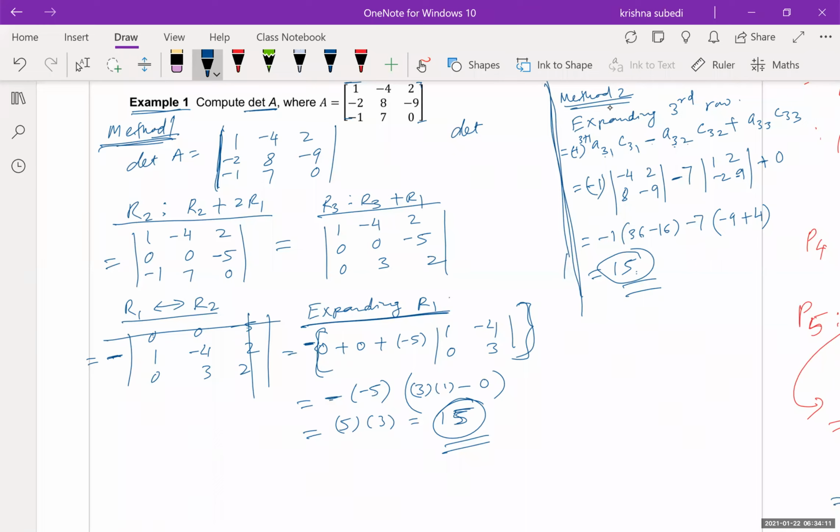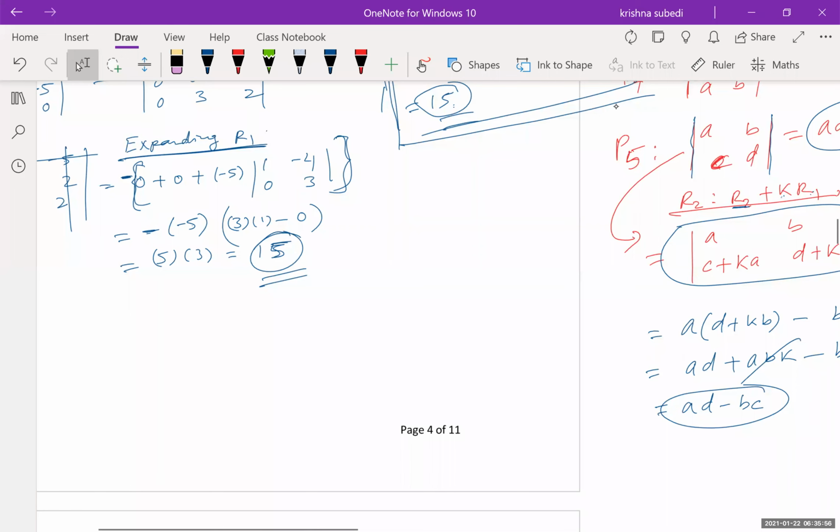Okay, so what I'm trying to say here is that all those properties that we just discussed actually make sense, right? Even though you know how to expand it and find the determinant, that's great. But sometimes if you remember those properties, it makes life so easy.